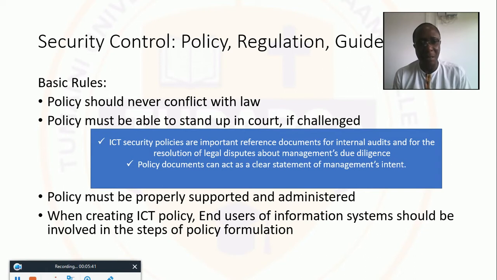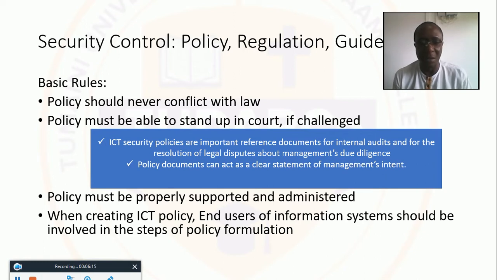Now, when we meet somewhere and discuss how to prepare a security policy, and when we start the process of preparing an ICT security policy, these are the rules which we have to consider. An ICT policy should never conflict with the laws of the land. It should be in line with the laws of the land. And that's why, for example, a country can formulate its own ICT security policy.